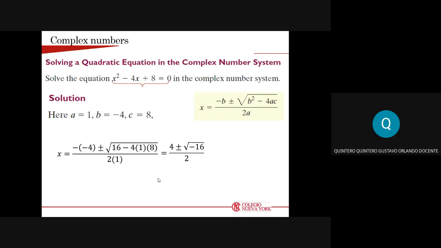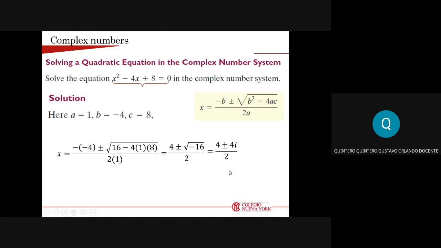What do we do now? All right, so we have a square root of a number, but that number is negative. What can we do now? It is absolutely simple. All we have to do is remember that we are in the complex number system, so we know that this root can be done if we take out the negative and create an i, the imaginary unit. Solution: 4 plus or minus, and the square root of negative 16 will be 4 times i, 4i. Look at that. Over 2.